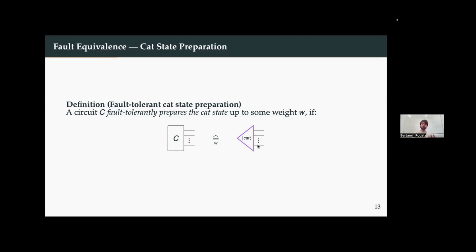Because what this condition requires is that for any fault on C of weight less than W, it's either detectable or it has a corresponding fault over here. And the only allowed corresponding faults on the right-hand side are exactly the data flips. So what this definition is requiring is that any fault on C must either be detectable or create as many data flips on the cat state. So this is exactly the definition that you'd usually find in the literature.